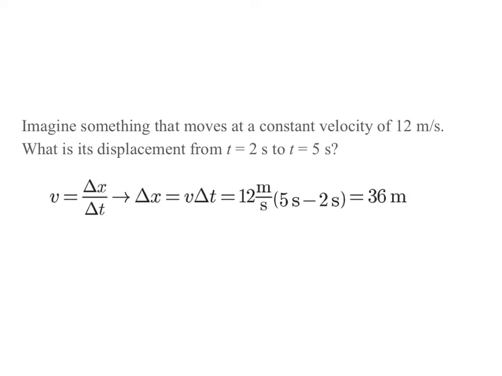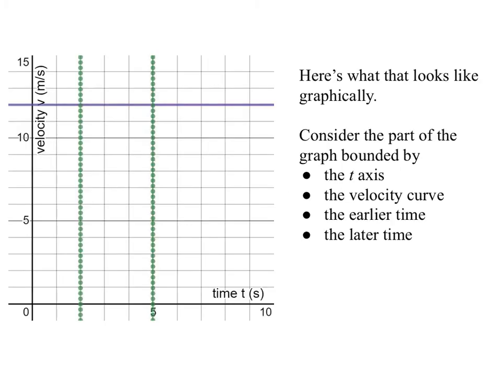Now, imagine something that moves at a constant speed of 12 meters per second. What is the displacement from time t equals 2 seconds to time t equals 5 seconds? Well, we invert the equation, as said, and we get delta x is v delta t. So 12 meters per second times the quantity 5 seconds minus 2 seconds, or 12 meters per second times 3 seconds, or 36 meters. Not that surprising, not that interesting.